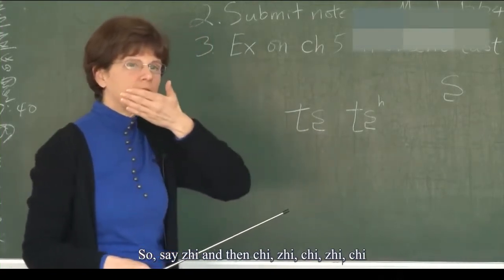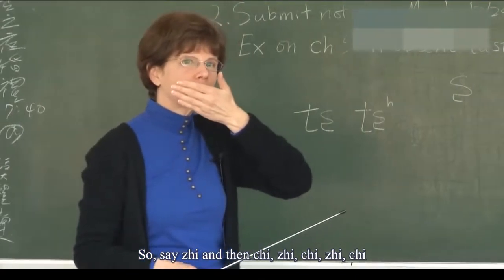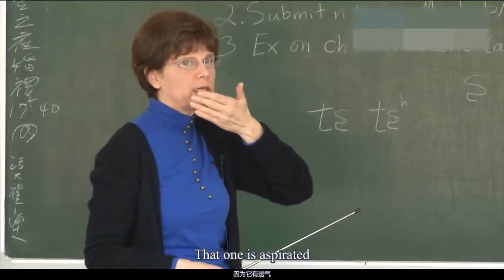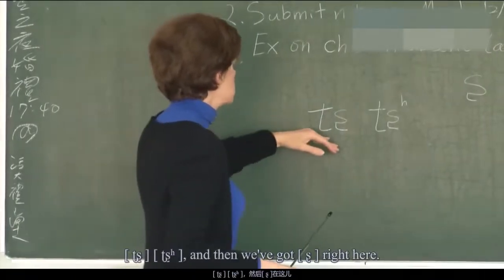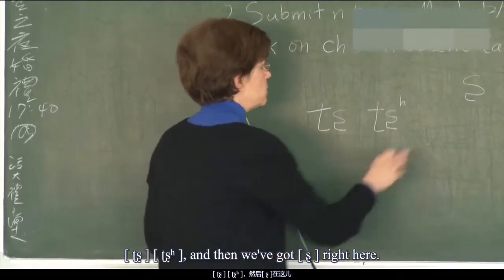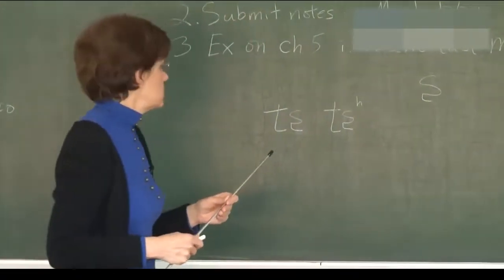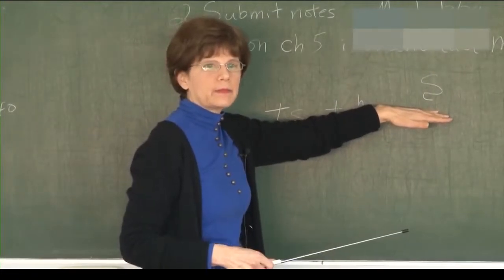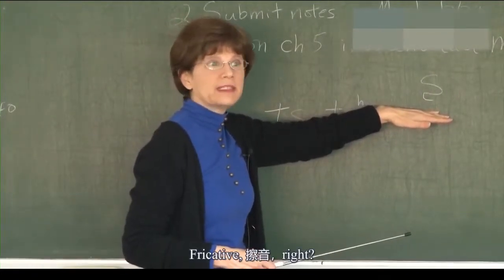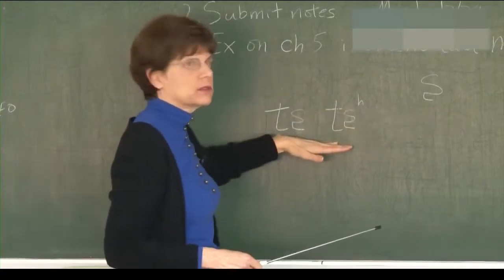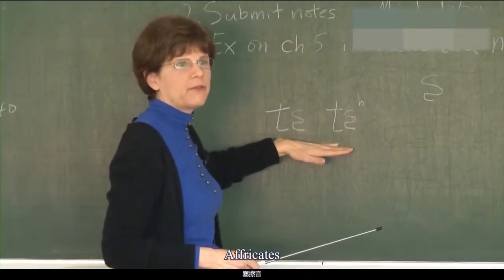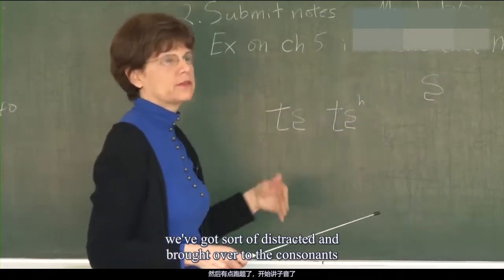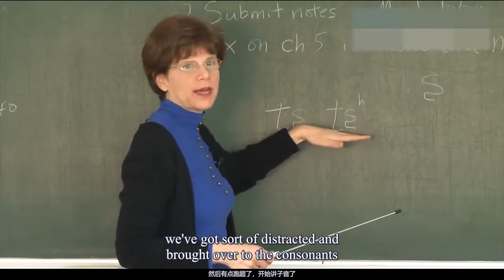So say 知 and then say 吃, 知, 吃, 知, 吃. Can you feel more air for 吃? That one's aspirated. Everything else is the same. 知, 吃, and then we've got 吃 right here. This one is what kind of a sound? What's its manner of articulation? Fricative, 擦音, right? How about these two? Affricates. So while we were doing the vowels, we got sort of distracted and brought over to the consonants.